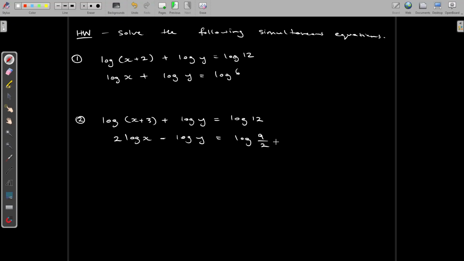Are for your homework in addition to what you've already gotten, and this is where we will wrap up logs and exponents.